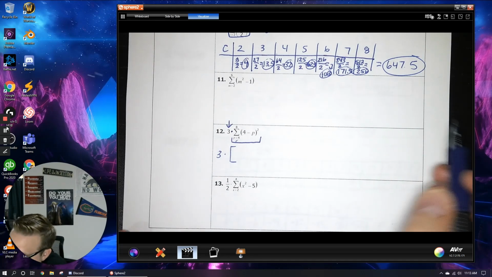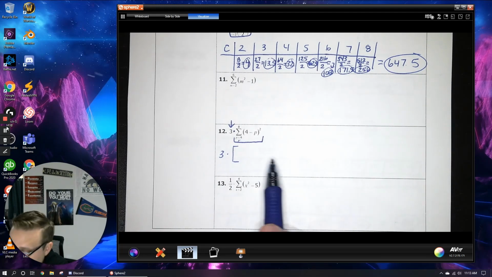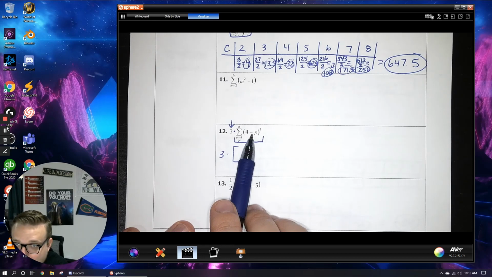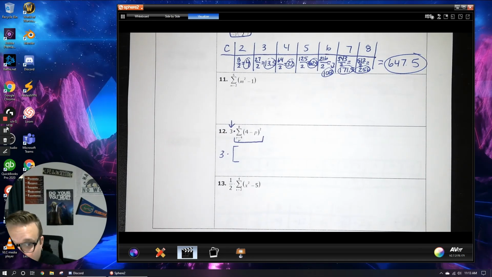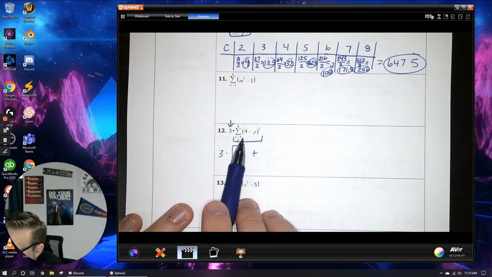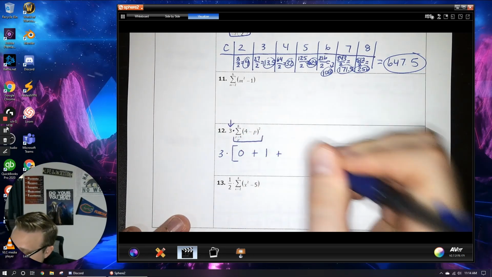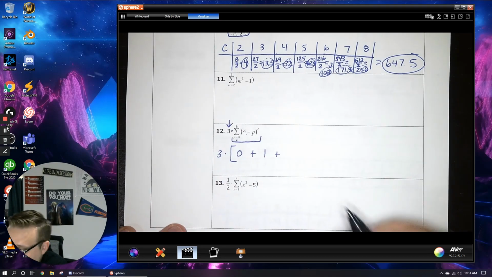Okay. So if the first value of P or N or C or whatever letter they want to use is 4, that's going to be 4 minus 4, and you square it. So 4 minus 4 is 0, and 0 squared is 0. So the first term is 0. Second term is 5. So 4 minus 5 is negative 1, and negative 1 squared is a positive 1, so plus 1. Next term is 6. 4 minus 6 is negative 2. Negative 2 squared is positive 4.